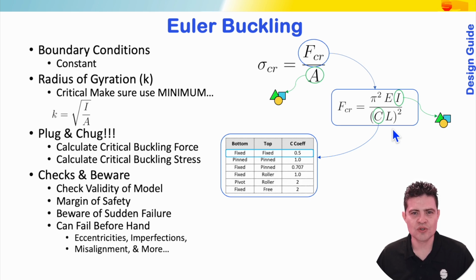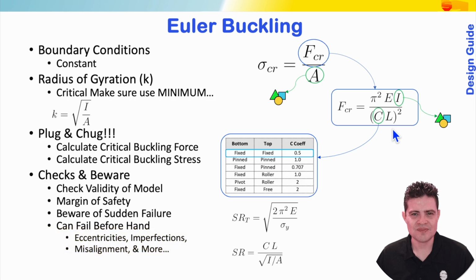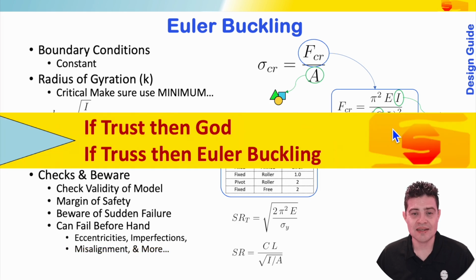Where do you get that information to convert the real world problem into an engineering model? You can calculate the slenderness ratio, which gives you some information about the type of column. Typically, you're looking at a slenderness ratio between 80 and 120. And that's it. So if truss, then Euler buckling.